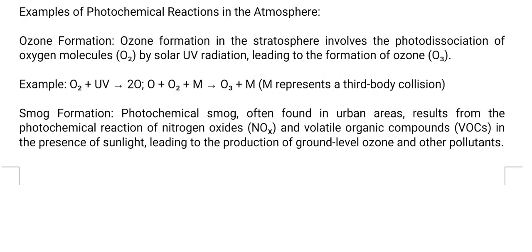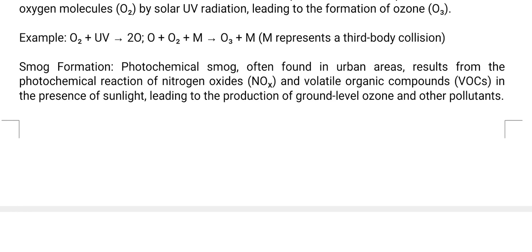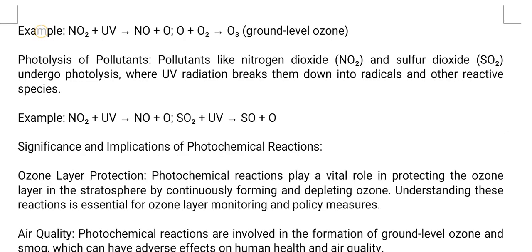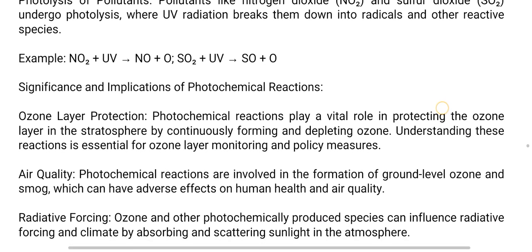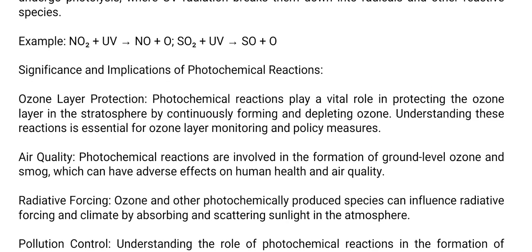Smog formation. Photochemical smog, often found in urban areas, results from the photochemical reaction of nitrogen oxides and volatile organic compounds in the presence of sunlight, leading to the production of ground level ozone and other pollutants. Photolysis of pollutants. Pollutants like nitrogen oxide and sulfur dioxide undergo photolysis, where UV radiation breaks them down into radicals and other reactive species. Significance and implications of photochemical reactions.